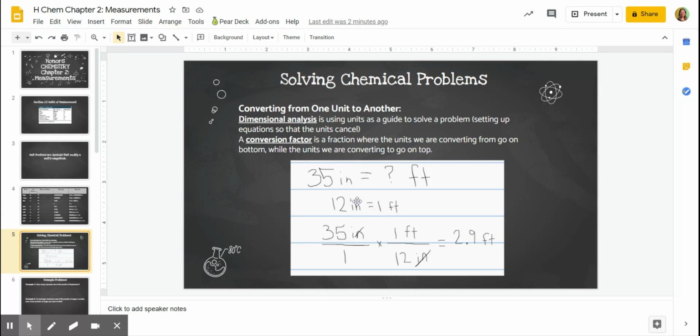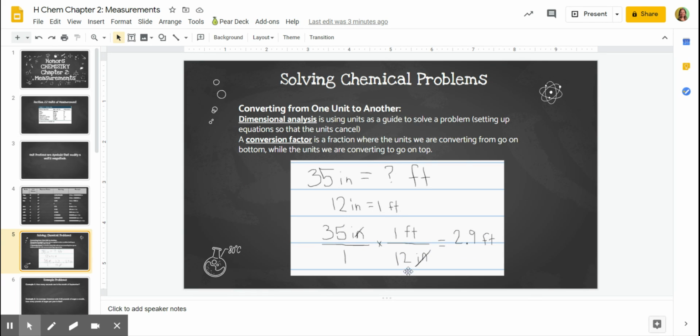Next, how do I know from my equality here which one goes on the bottom and which goes on the top? That's why it's important to write your units. Whatever you're given in the beginning, those units go on the bottom of your conversion factor. And the one that you're looking for, that goes on the top of your conversion factor. And then you can see it's 35 times 1 divided by 1 times 12, which is just 35 divided by 12, and that's 2.9 feet.